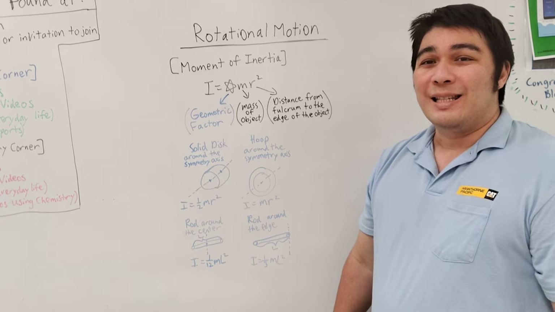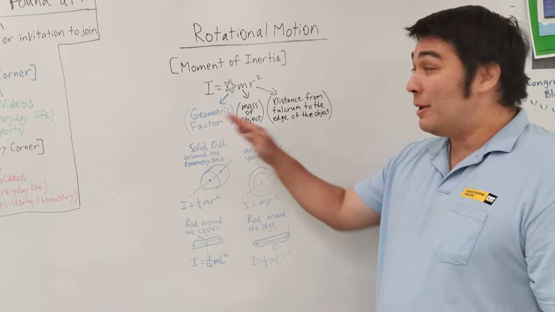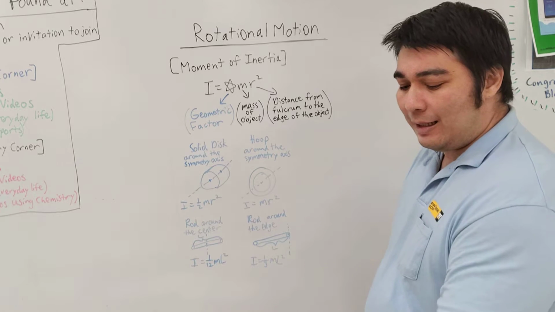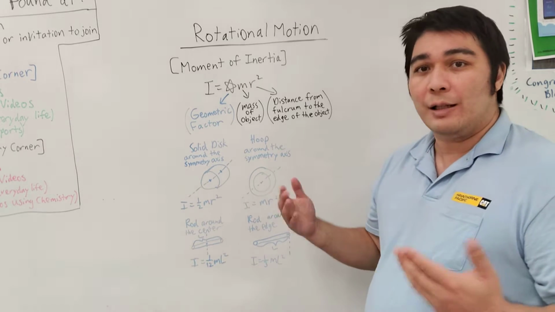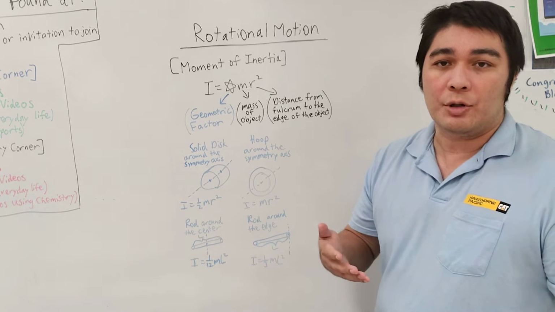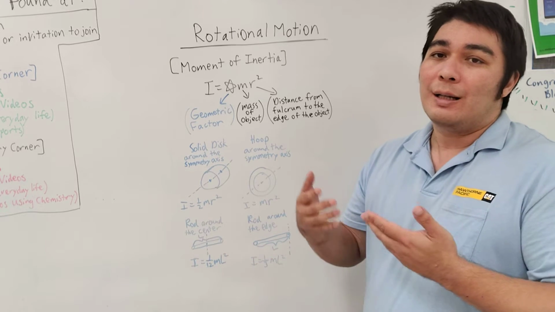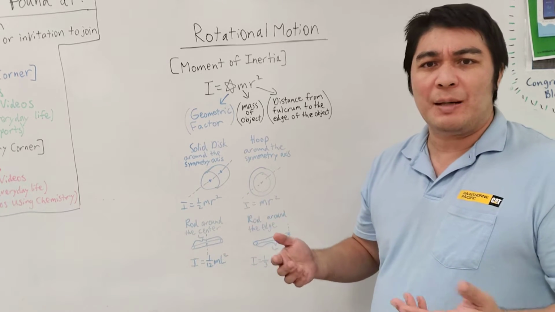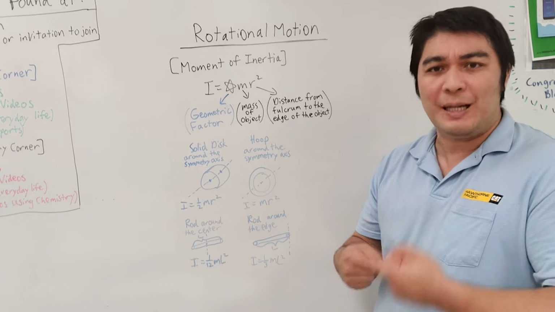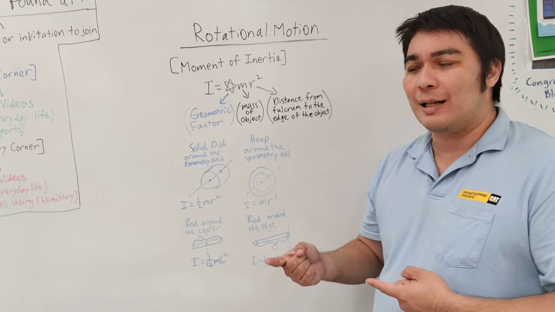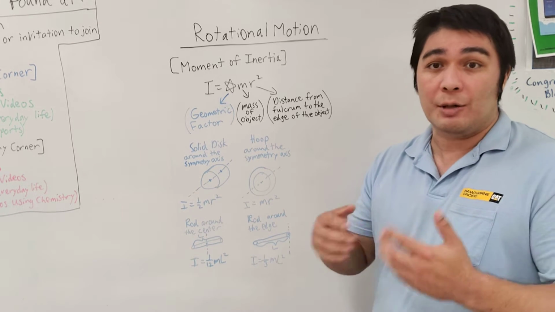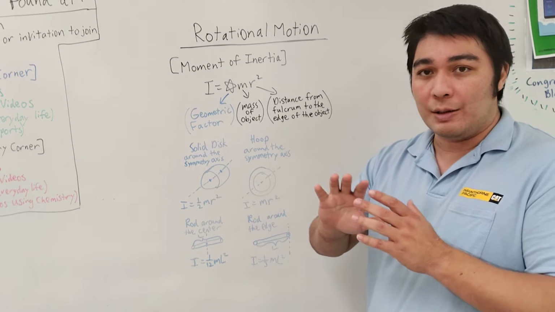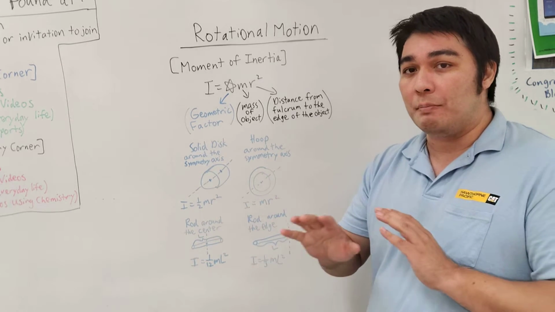Good afternoon, class. In today's video, what I'd like to do is go over moment of inertia. Now, this is the analog of regular inertia, which in linear motion we call mass. So this one is kind of the same thing, but there are some big differences, because it works the same way physically. It's a resistance to a change in motion.